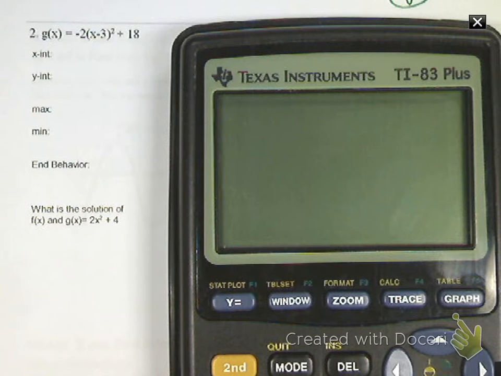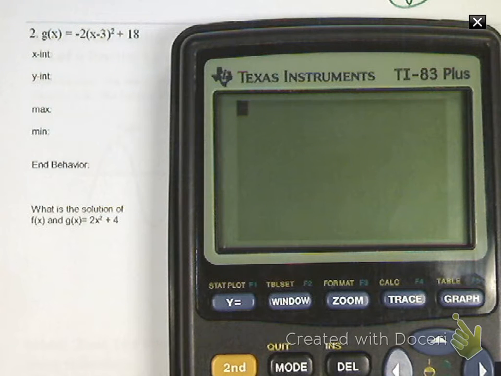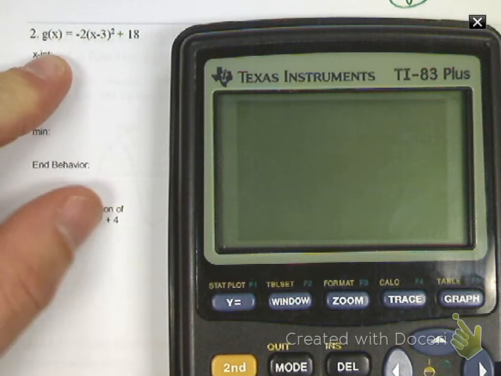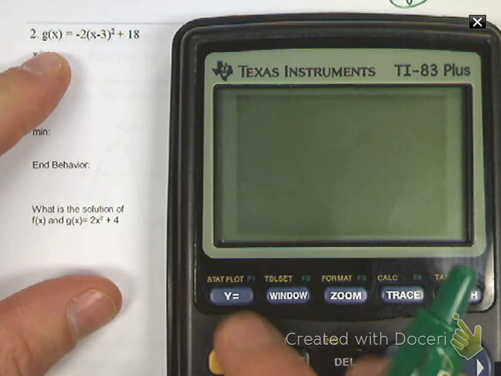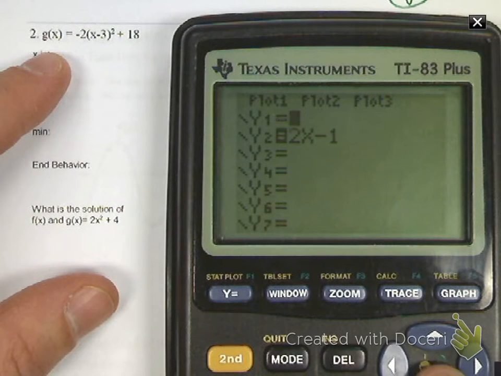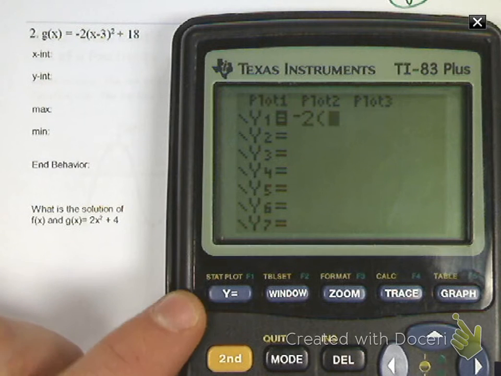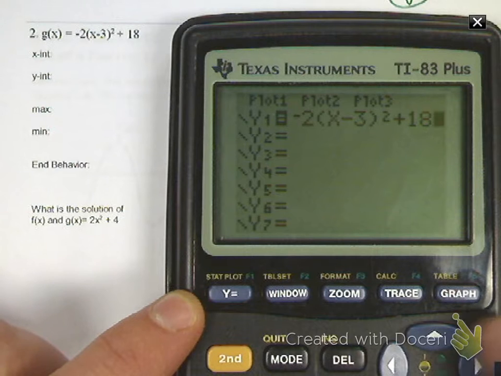This is part 2. Looking at example 2 here, following our example 1 in the previous lesson. So here's what we do. We hit y equals. We can clear out whatever's there. Type in -2 times x minus 3 quantity squared plus 18. We can hit graph.